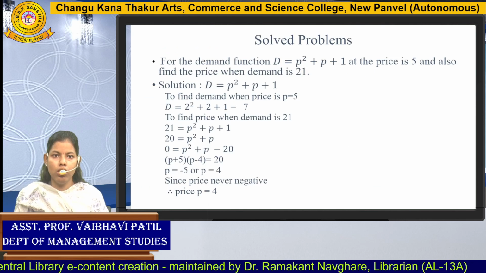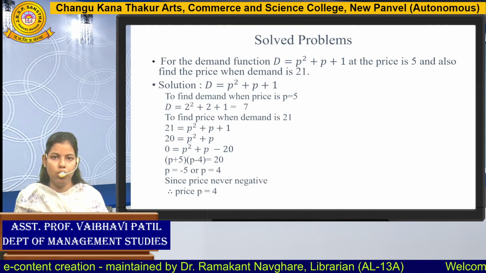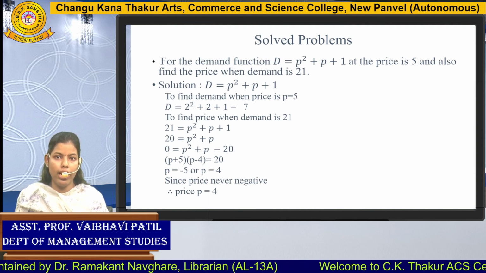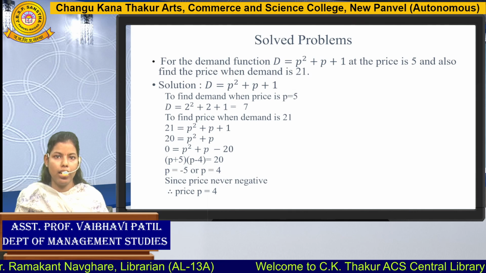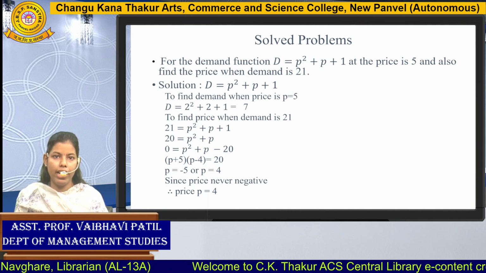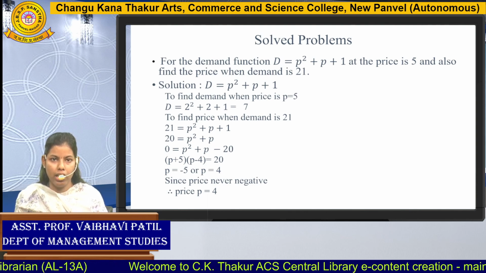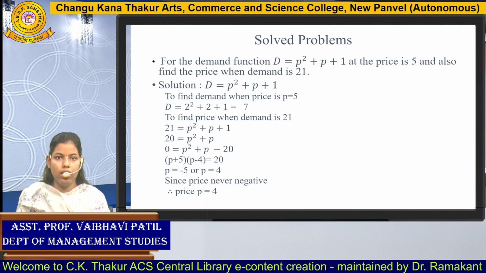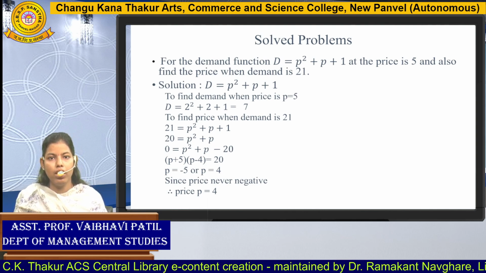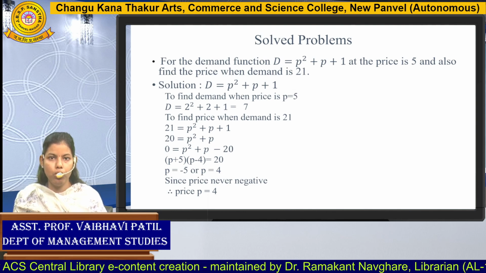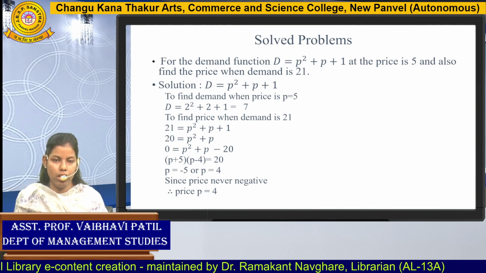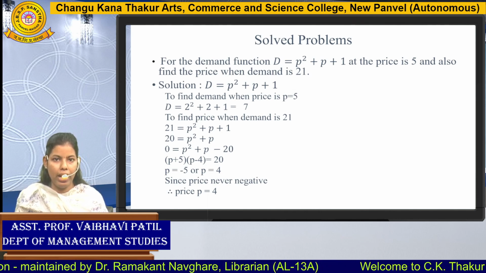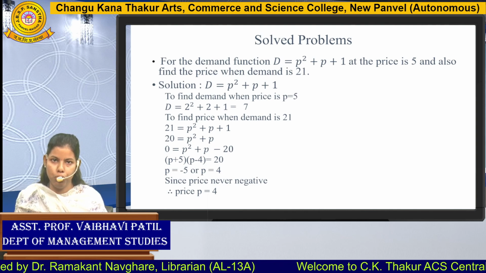Now let's solve a problem. Consider an example for the demand function: D equal to p squared plus p plus 1. Find the demand when the price p is 5, and also find the price when the demand is 21. First we find the demand at p equal to 5. Here p means price, so we put p equal to 5 in that equation. It gives the demand 31. We also find the price when demand is equal to 21. By the factorization method, it gives p equal to 5 and p equal to minus 4. But we also know the price is never negative, therefore we consider p equal to 4.